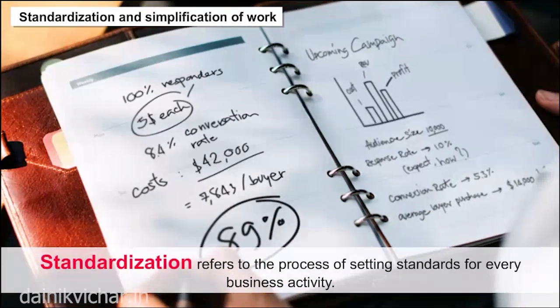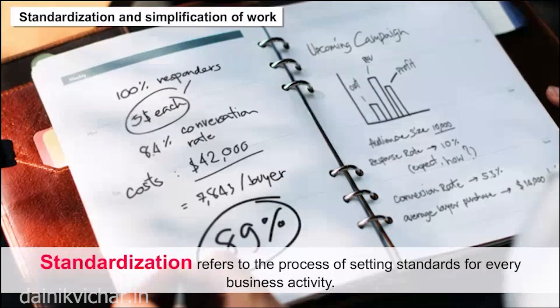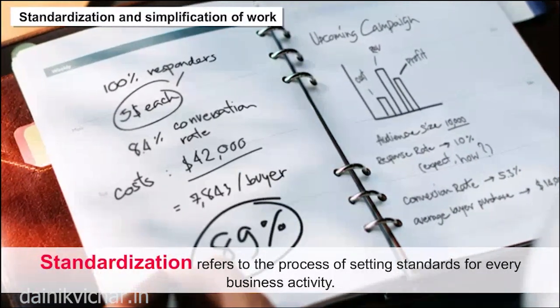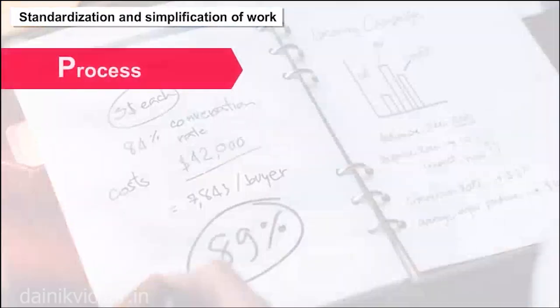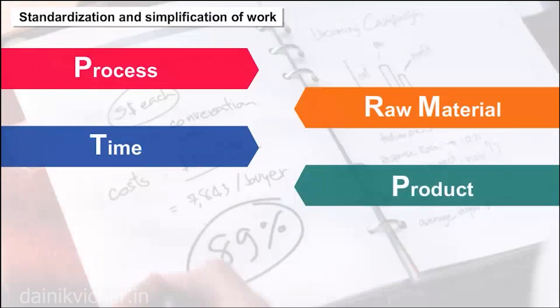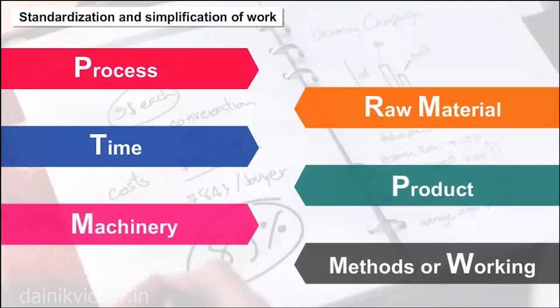Standardization refers to the process of setting standards for every business activity. It will be standardized for process, raw material, time, product, machinery, methods, or working conditions. These standards are the benchmarks which must be adhered to during production.